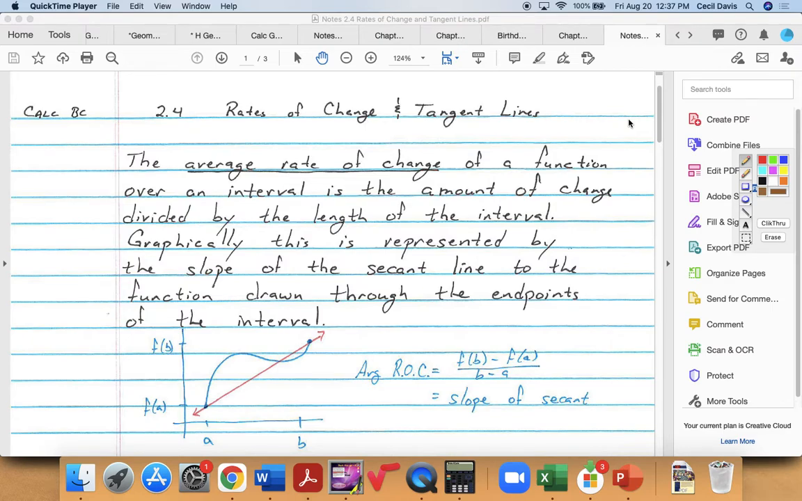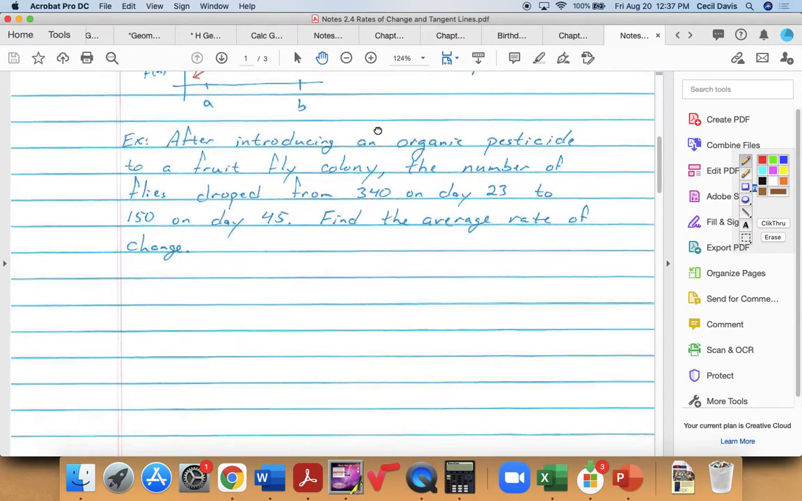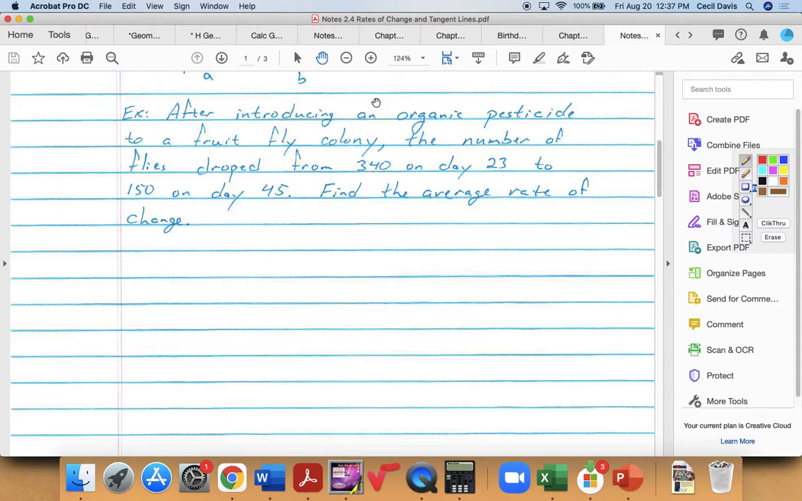So if I'm finding the average rate of change over the interval from a to b, it's f of b minus f of a over b minus a. That's the slope of this secant line. We talked about this before, that this equation is a slope line. So, for example, after introducing an organic pesticide to a fruit fly colony, the number of flies dropped from 340 on day 23 to 150 on day 45. Find the average rate of change.